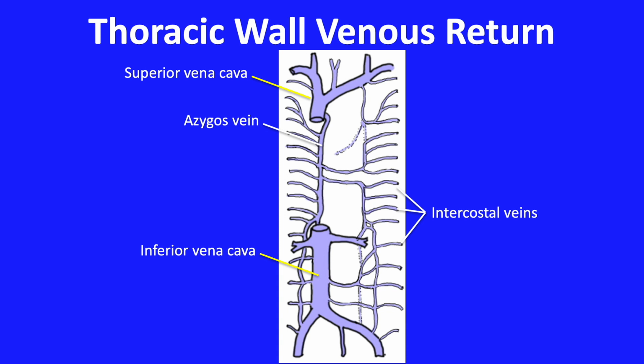From the left side of the body, the pattern is not consistent. Several of the intercostal veins coalesce into a single vessel termed a hemiazygos vein. These veins can cross the midline of the body. It is possible to have more than one hemiazygos vein.